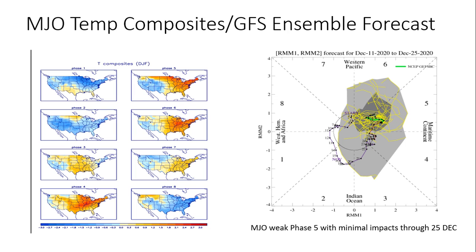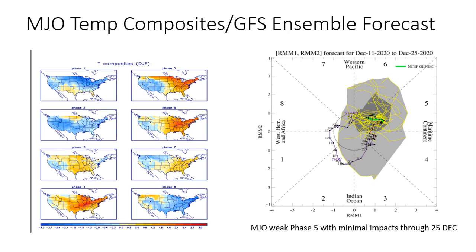Now, getting into the forecast for the MJO this week, the graphic on the right shows the GFS Ensemble forecast, and the green line represents the average of all the Ensemble means, or all the model runs. This is the average, or mean, the green line, showing that the MJO is going to be in a weak phase 5. This forecast, by the way, goes out through the Christmas Day holiday, 25 December, showing a weak phase 5 with really minimal impacts for the U.S. through Christmas Day.